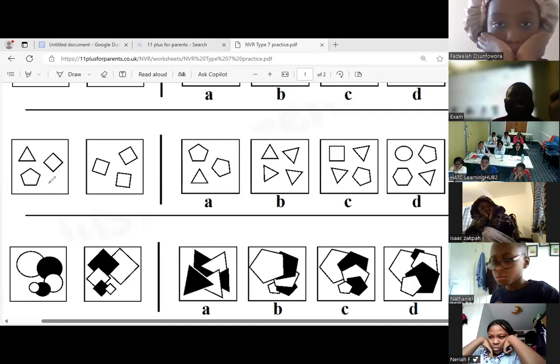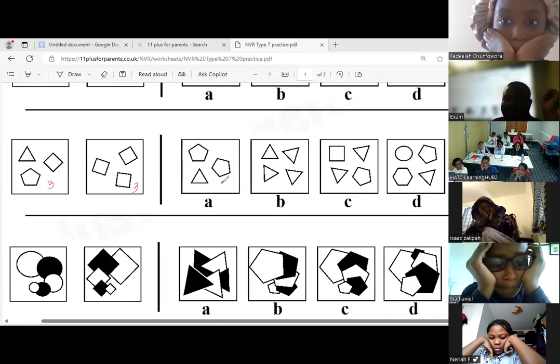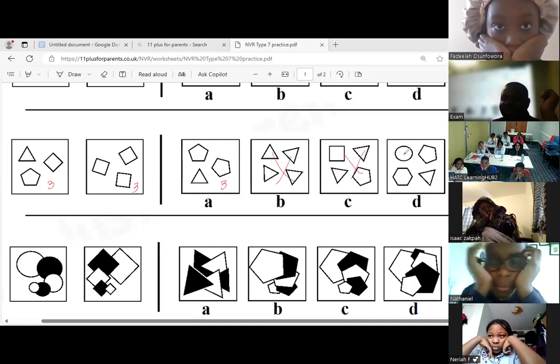Someone will say, oh, this one has 3 shapes. Yes. This one has 3 shapes. So it could be this one, 3 shapes. This one, 4 shapes. No. This one, 4 shapes. No. This one, 4 shapes. No. And this one has 3 shapes. So which is going to be the answer?